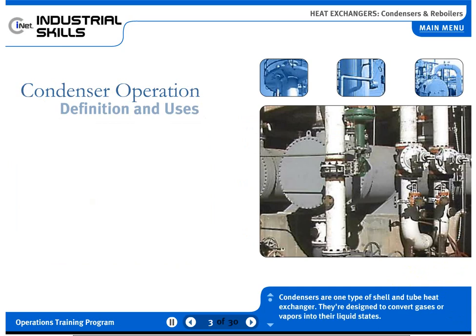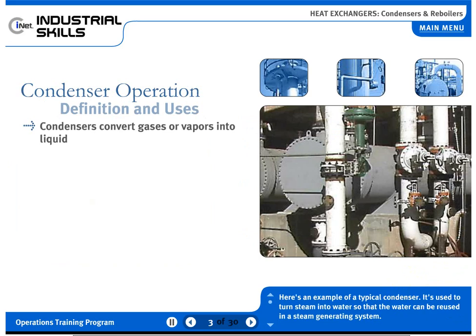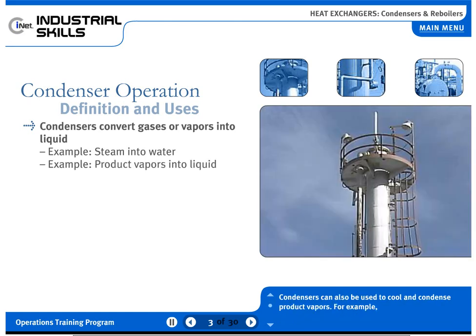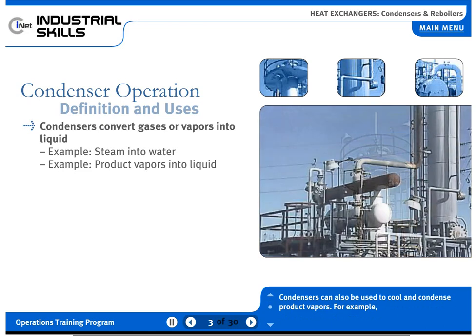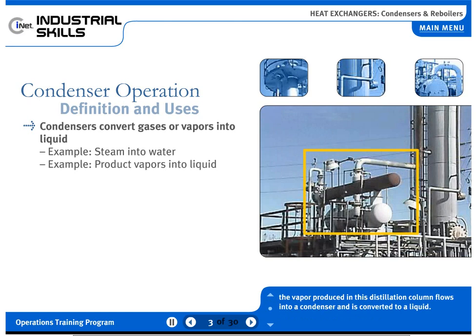Condensers are one type of shell and tube heat exchanger. They're designed to convert gases or vapors into their liquid states. Here's an example of a typical condenser. It's used to turn steam into water so that the water can be reused in a steam generating system. Condensers can also be used to cool and condense product vapors. For example, the vapor produced in this distillation column flows into a condenser and is converted to a liquid.